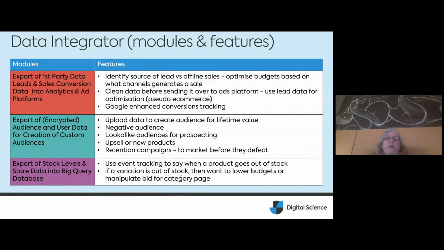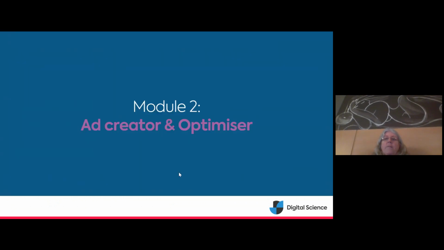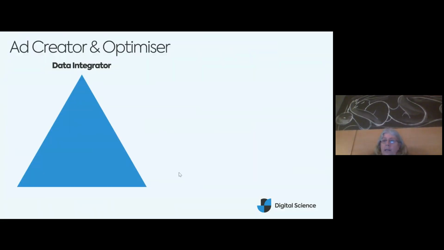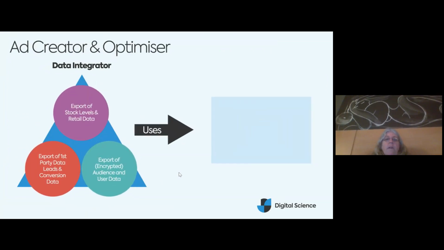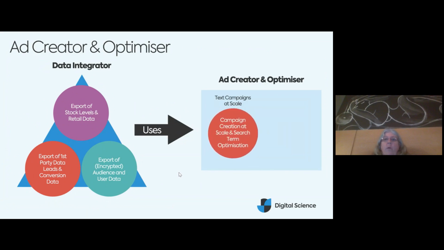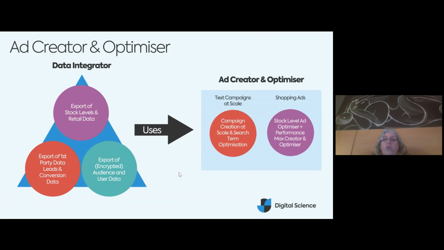And then this is a little bit more detail of what I've just explained. So when you get the slides, you'll be able to just see my points that I've just made a minute ago. Okay, so module 2 is the ad creator and optimizer. So again, hopefully the video is going to work. So we've got the same 3 things again, because remember, we need the data integrator to do all this work. But this time we've got a few more different things going on.